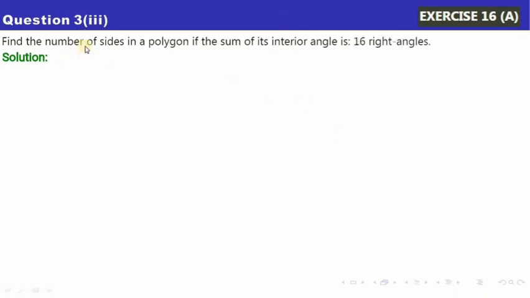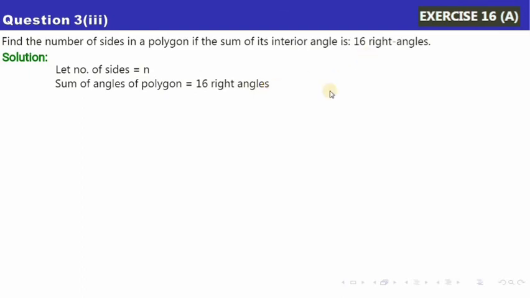Now let's have a look at this question. Find the number of sides in a polygon if the sum of the interior angles is 16 right angles. First, they are asking for the number of sides, so let me take this to be n. The sum of the angles of the polygon is equal to 16 right angles. A right angle means 90 degrees, so this is 16 into 90 degrees. You know the formula for the sum of the angles is (n minus 2) into 180 degrees.